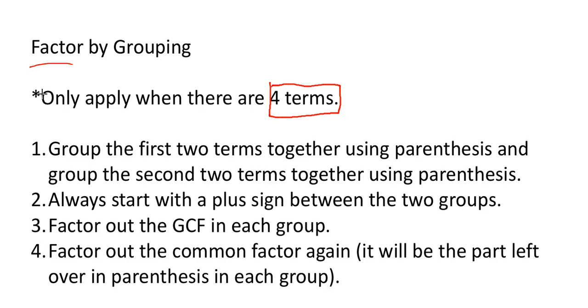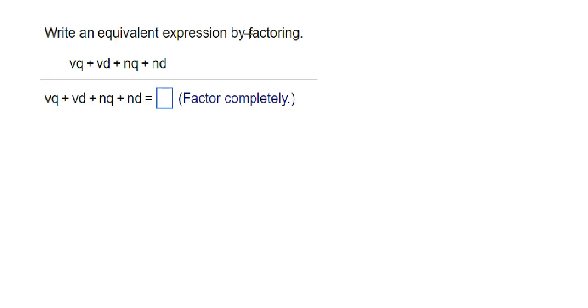So instead of having 4 things being added or subtracted, you're now writing it as 2 things being multiplied, 2 parentheses that are getting multiplied together. All right, so let's take a look at an example. So we have VQ plus VD plus NQ plus ND. So there's 4 terms here, right? We have 4 things that are being added together.